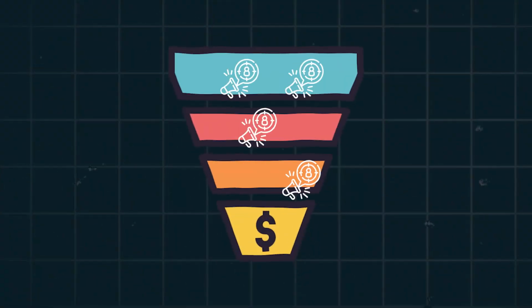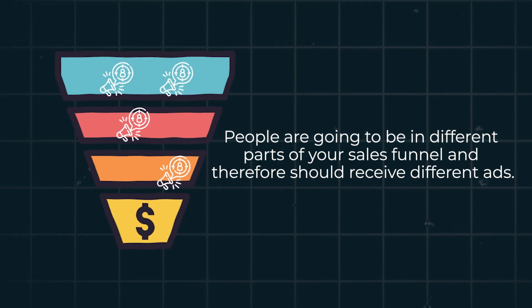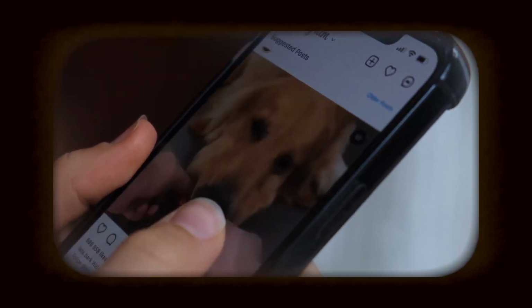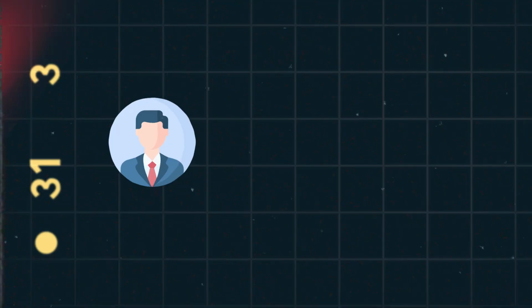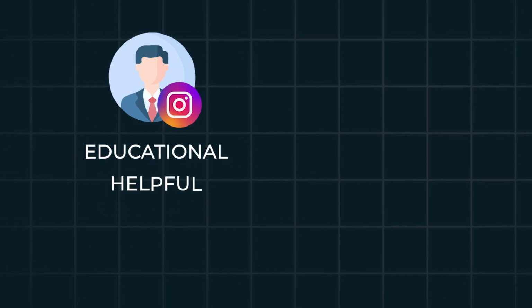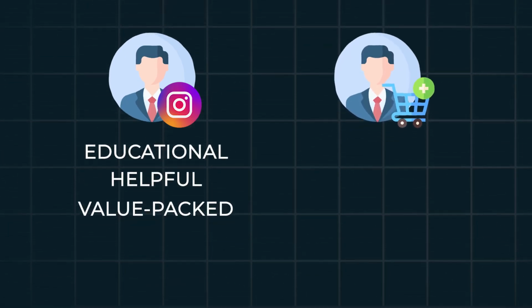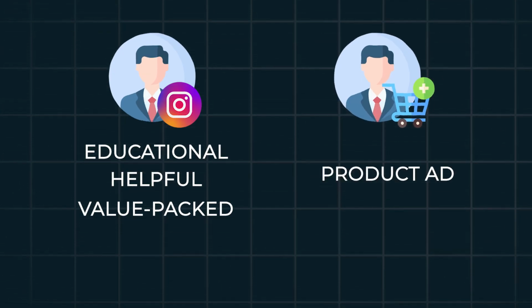Like I said earlier, people are going to be in different parts of your sales funnel and therefore should be receiving different ads from you. For instance, if someone has only ever seen 2 of your Instagram reels on the explore page, they're not even a follower, that person would likely benefit from ads that are more educational, helpful, and value-packed. Whereas someone who has added to cart on your website but not yet purchased needs to be sent a product ad with that exact product in it.